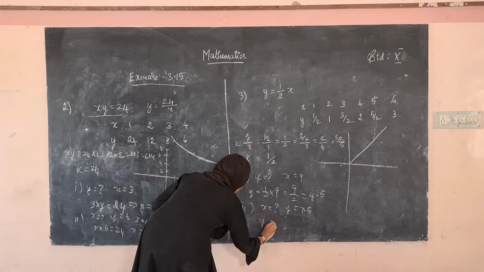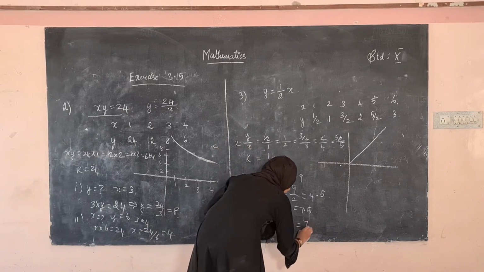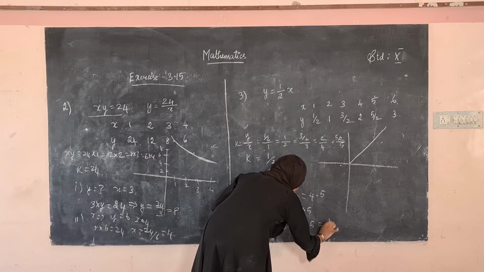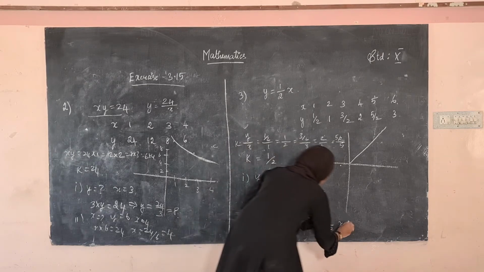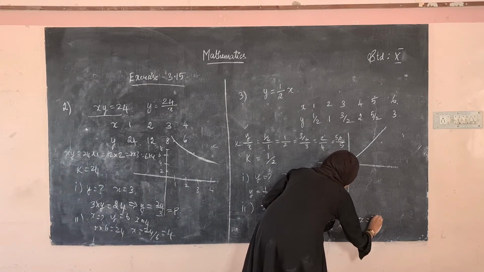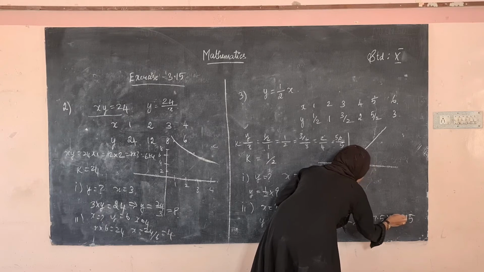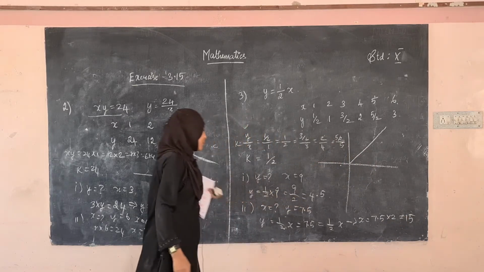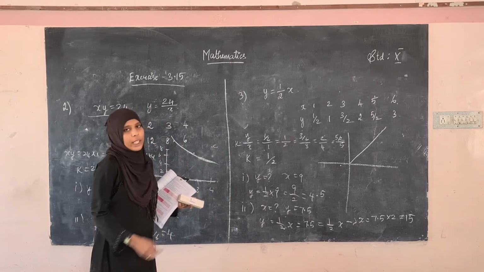So you know that y is equal to 1 by 2 into x. So what's y's value? Y's value is 7.5, so 7.5 is equal to 1 by 2 into x. We have to find x, right? Take this to this side. What happens? X is equal to 7.5 into 2. So the value is 15. 7.5 into 2 is 15. So when the value of y is 7.5, the value of x is 15.